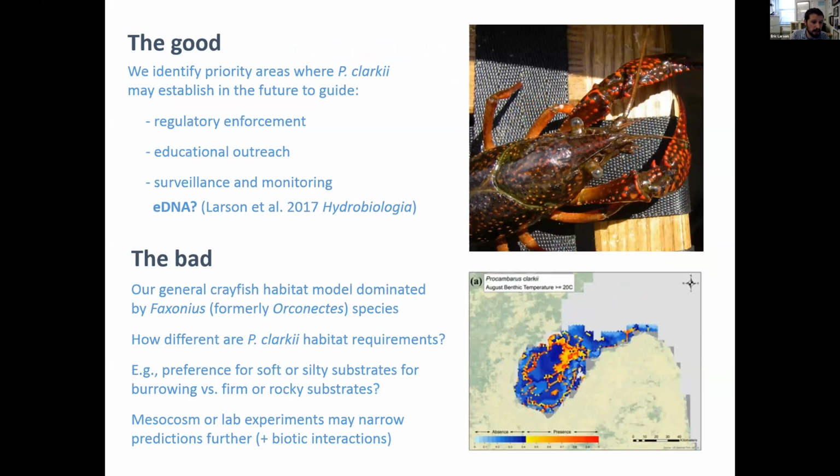So the good here is that we do identify our best effort at priority areas where we think red swamp crayfish could establish in the Great Lakes, and that might guide regulatory enforcement, education and outreach, surveillance and monitoring.